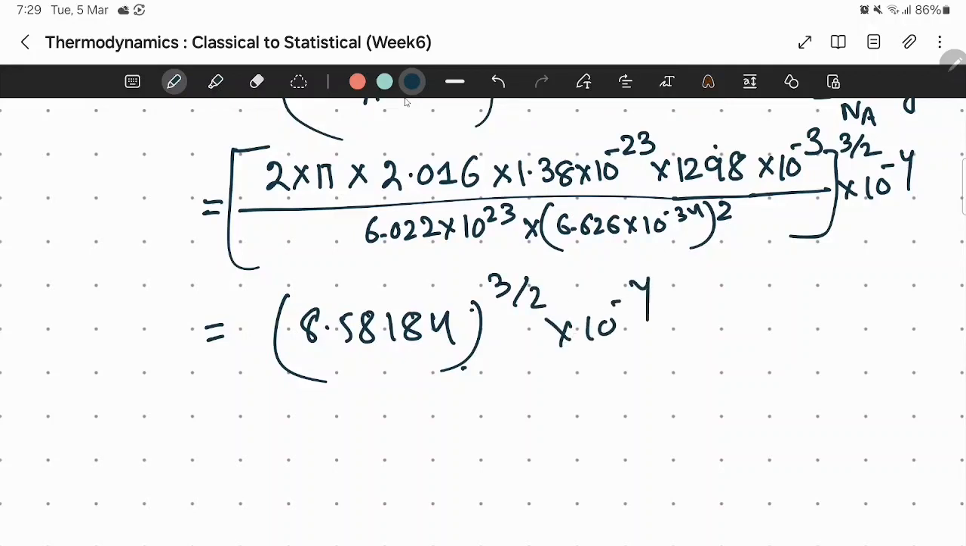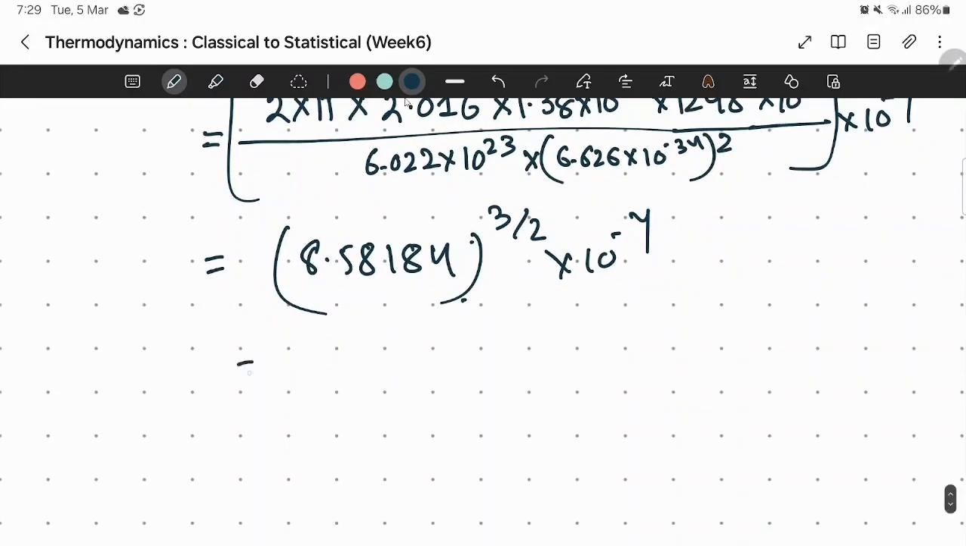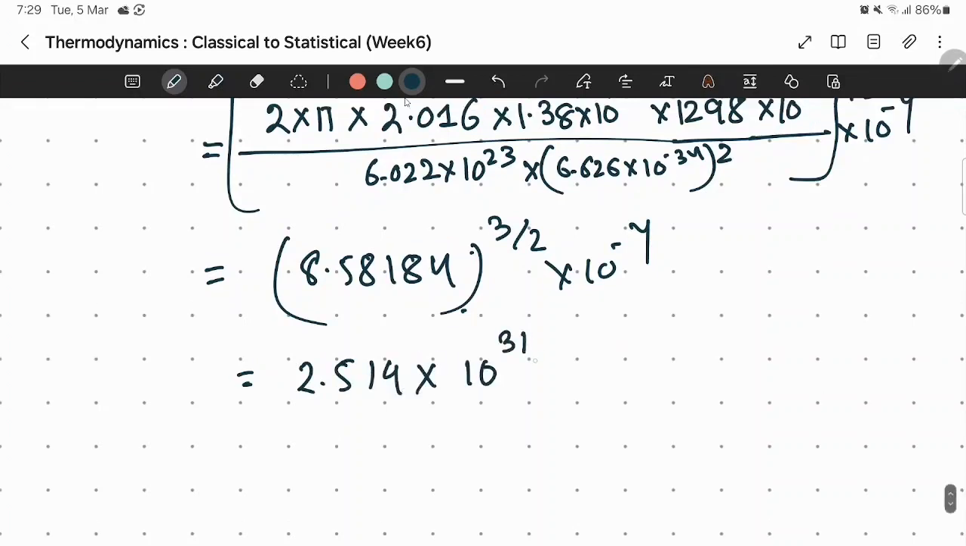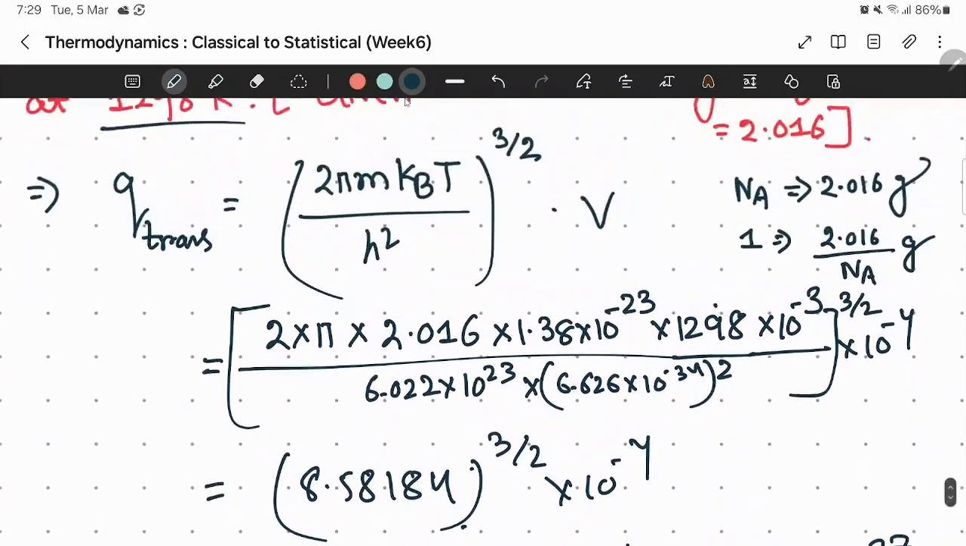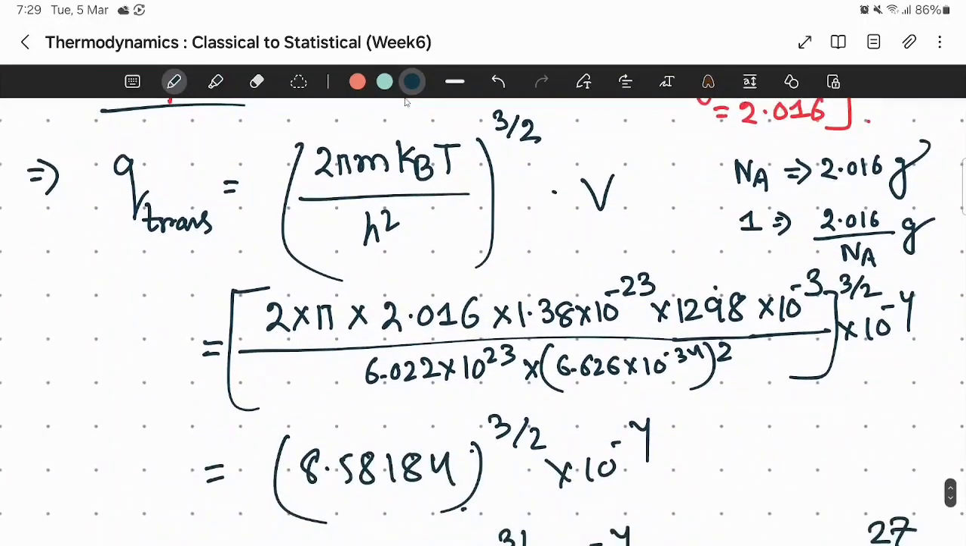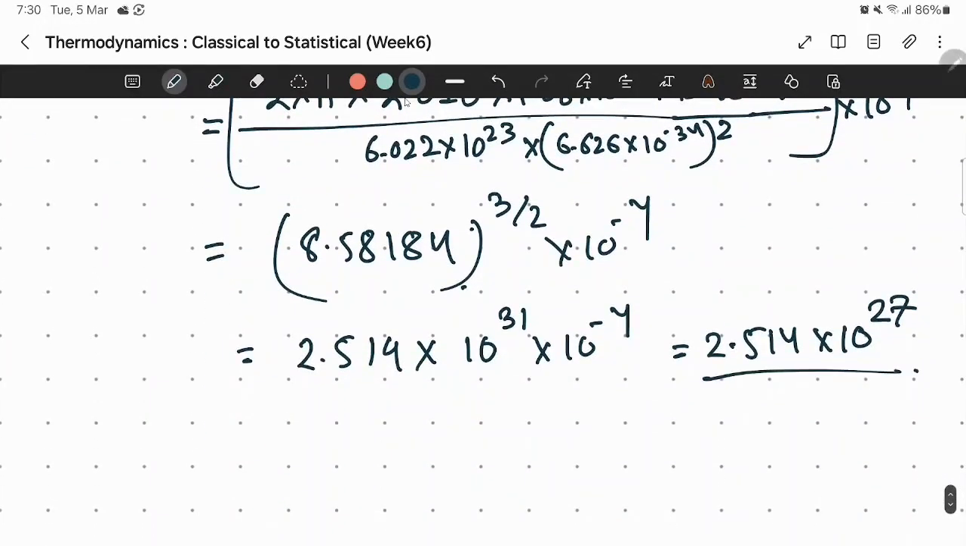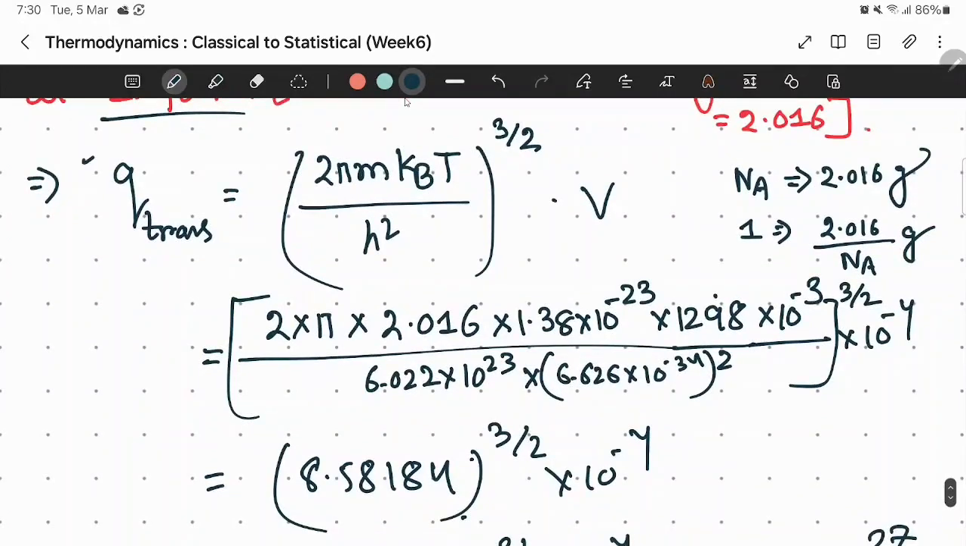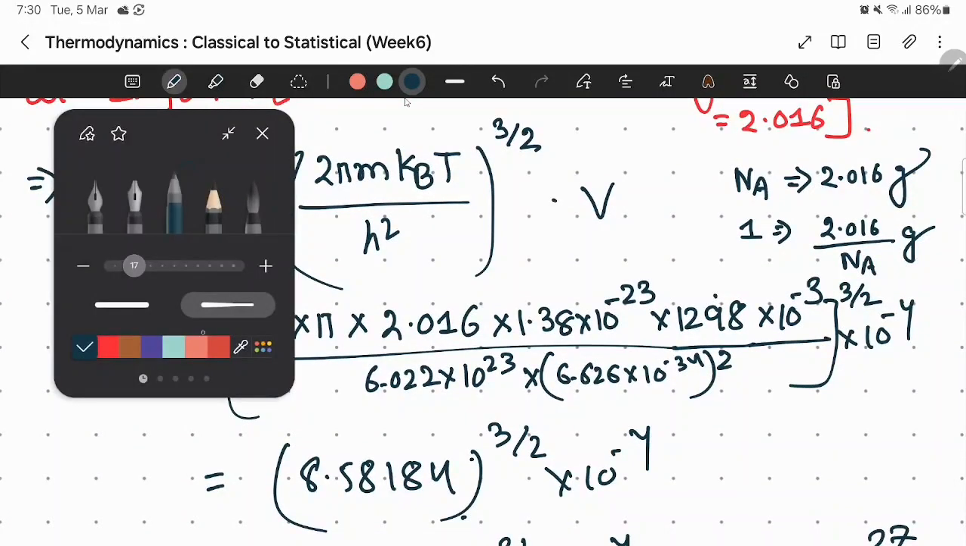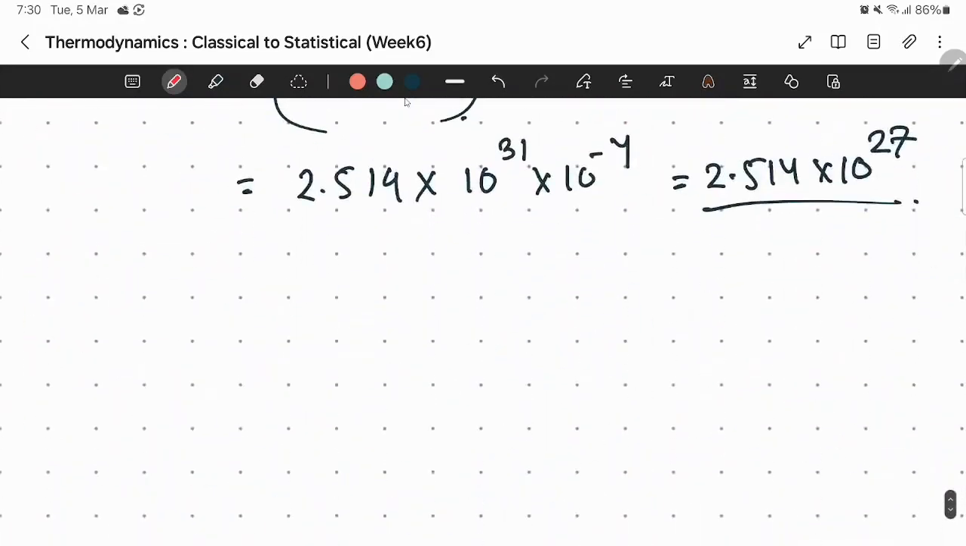Okay, so it is 2.514 into 10 to the power 31 plus 4. So it is 2.514 into 10 to the power 27. Okay, so you can also do this calculation. This is just a numerical calculation where maybe there is some error. So I'm getting this value. So this will be the Q translational. Okay.